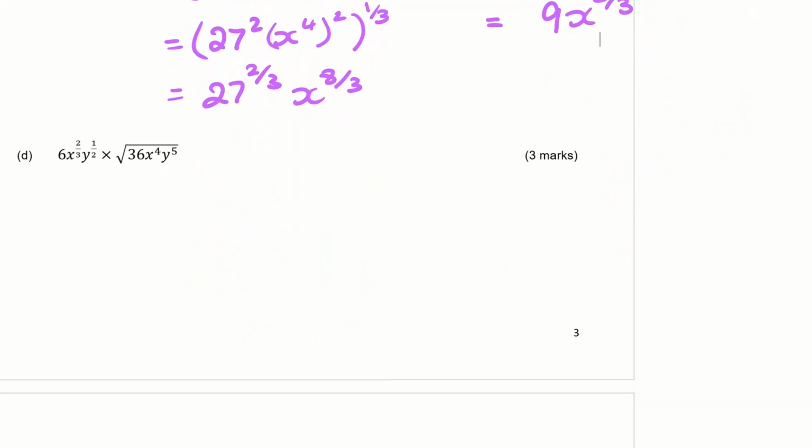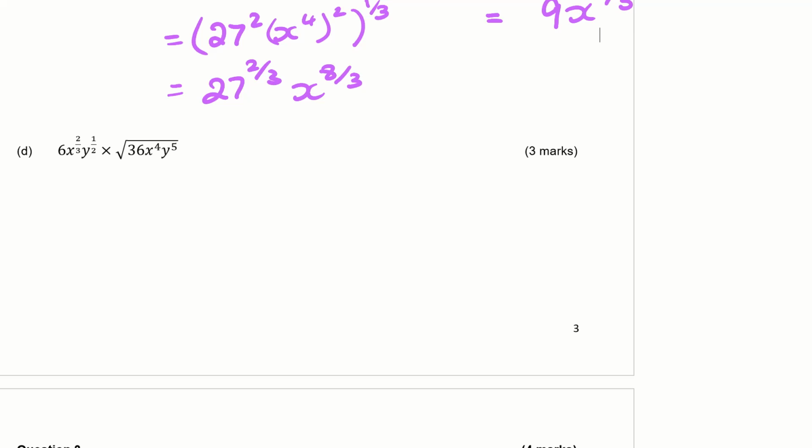And then finally, this one looks like fun. So we've got, let's just leave this as 6x^(2/3) y^(1/2), times, and the square root is to the power of half, and in here we've got 36x⁴y⁵.